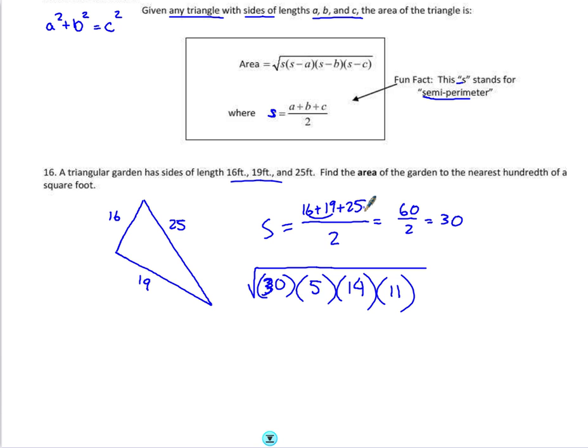So 30 times 5 times 14 times 11. You get 1350. Real quickly here, once I find that actual area, I want to make sure I include my units. So looking back at the problem, since all the side lengths are in feet, my units are in feet squared.